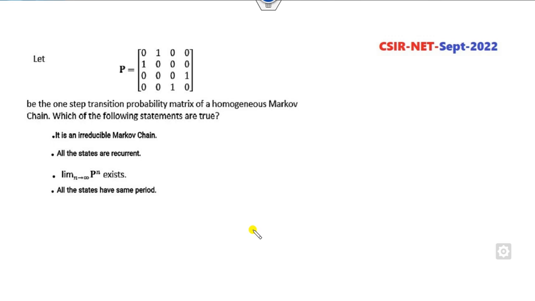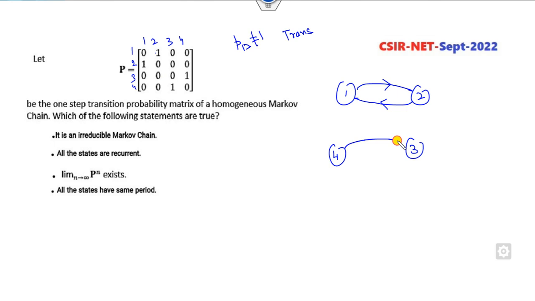Okay, so I consider these as my states 1, 2, 3, 4. Now you can see there is only one element, but it is my 1. If it is not 1, then only you can think about that transient, but it is a 1, you can't say that. So I can draw the diagram 1, 2, 3, 4. 1 to 2 is possible, 2 to 1 is possible, 3 to 4 is possible, and 4 to 3 is possible.